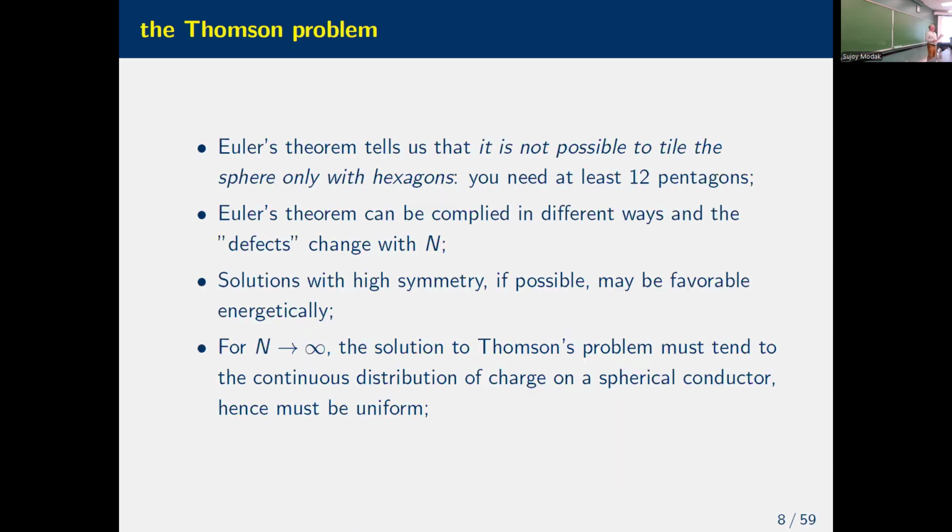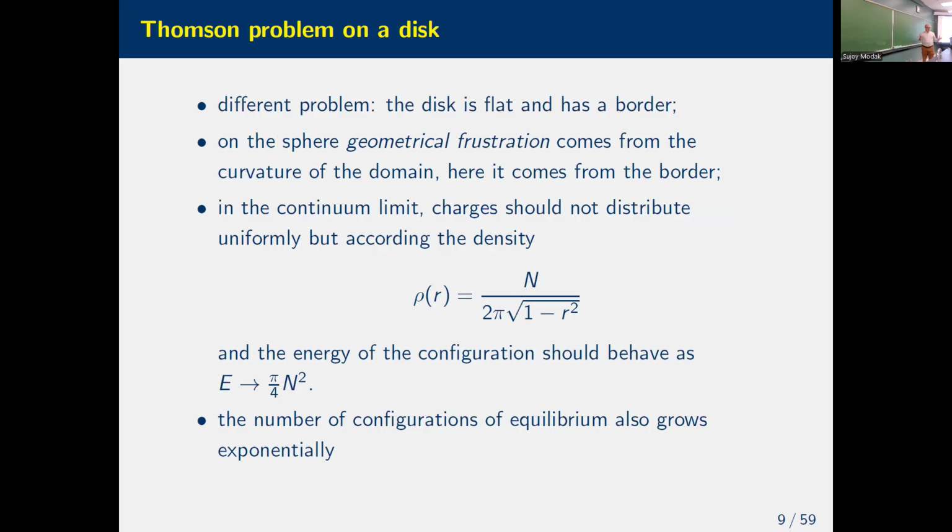So Euler's theorem is a theorem, so it tells you what must happen. However, it doesn't tell you how it can happen. So it doesn't tell you that you will have only 12 pentagons. It tells you a balance, and this balance can change with the density. In some cases, you will find that solutions with very high symmetry are appearing and are favorable. Actually, the last example I will give you is all about this. And on the other hand, you also know that in the limit of very large N, you should approach the continuum limit.